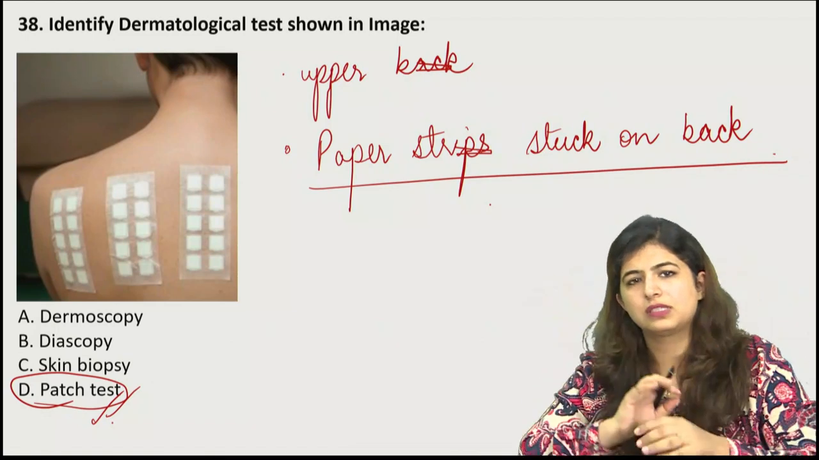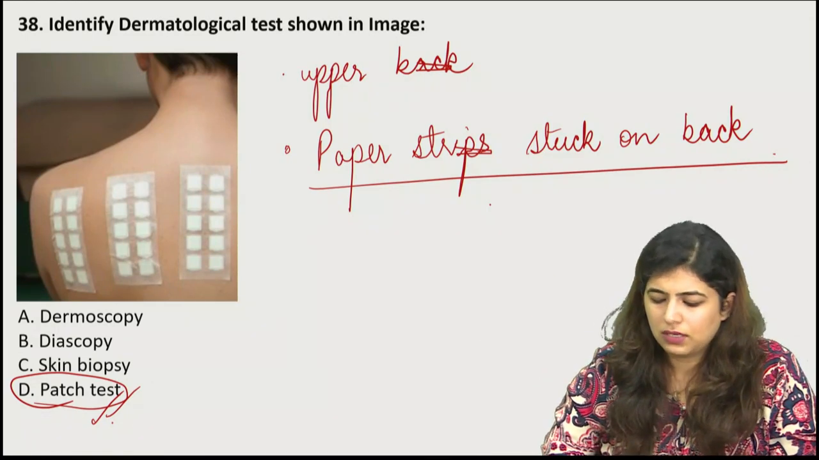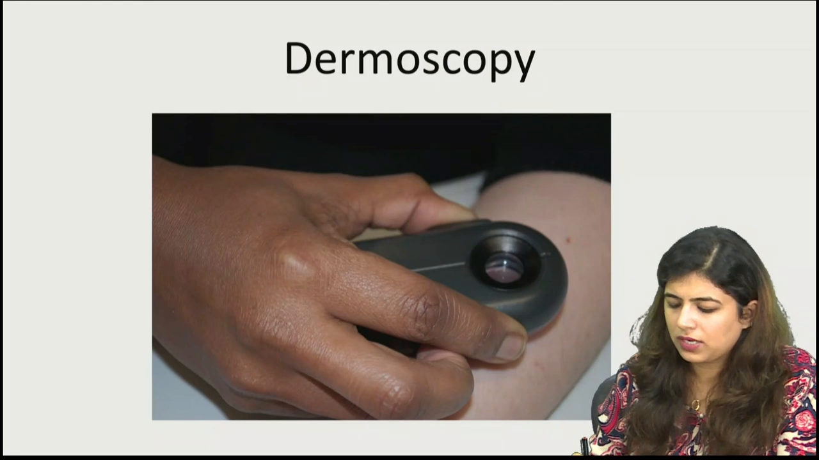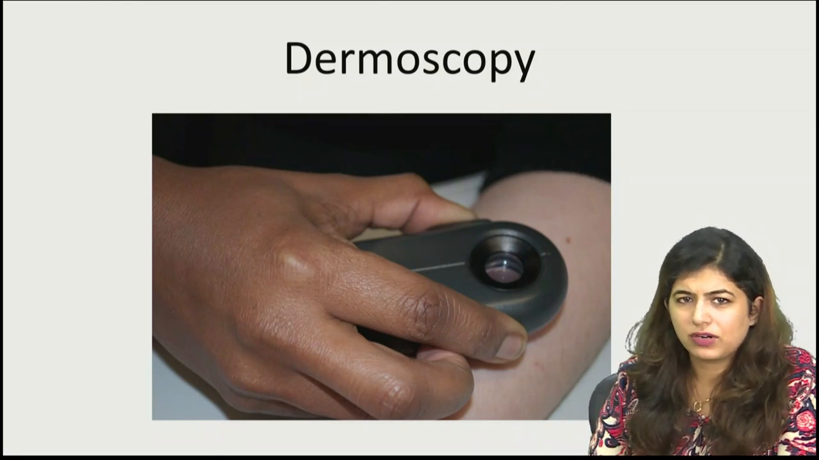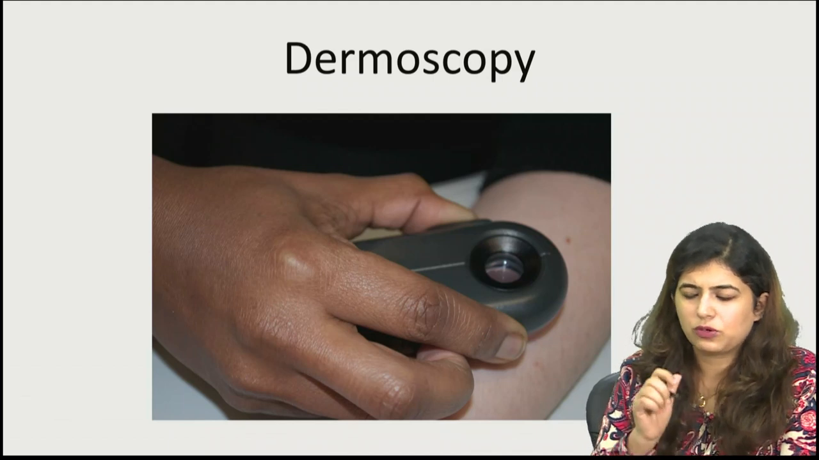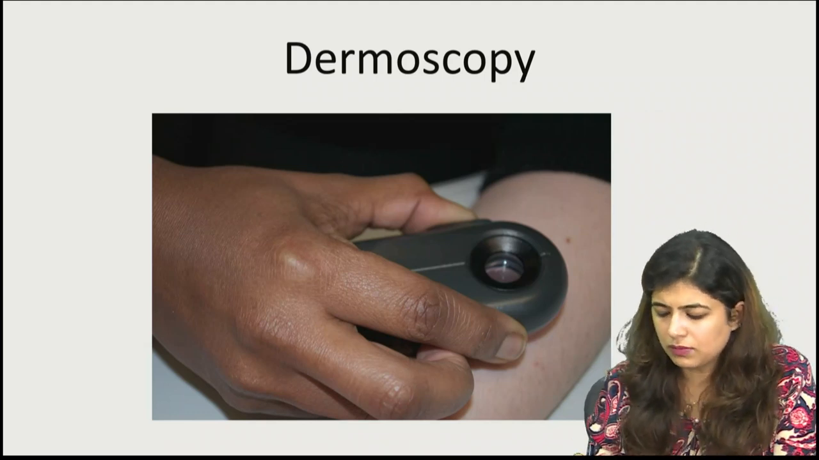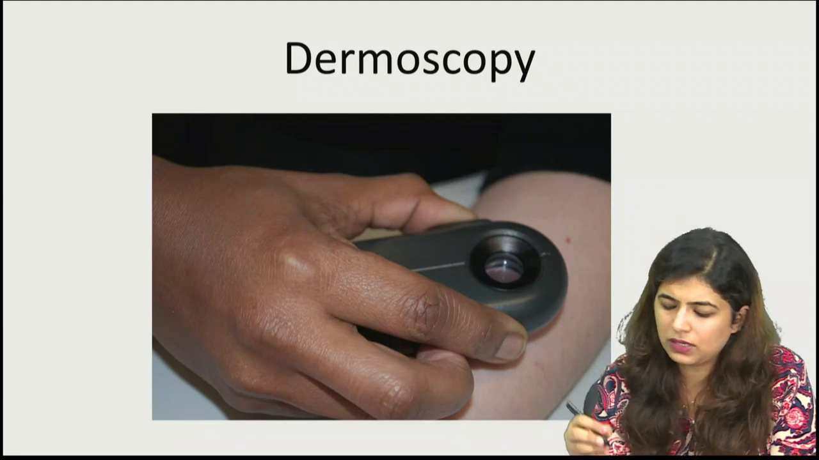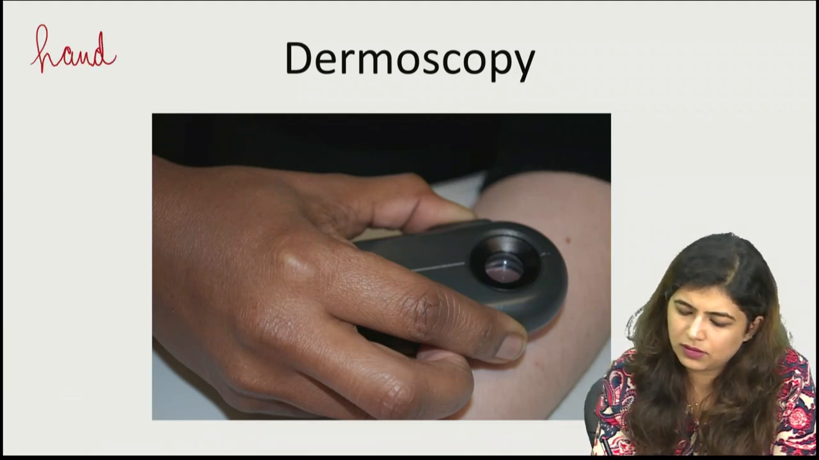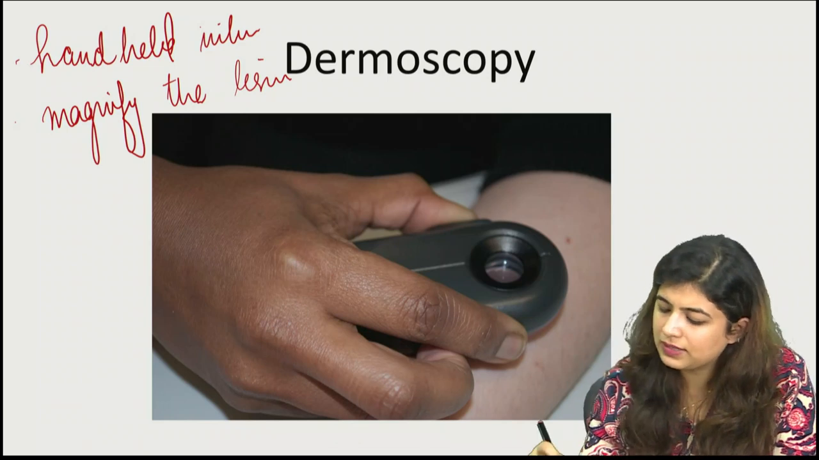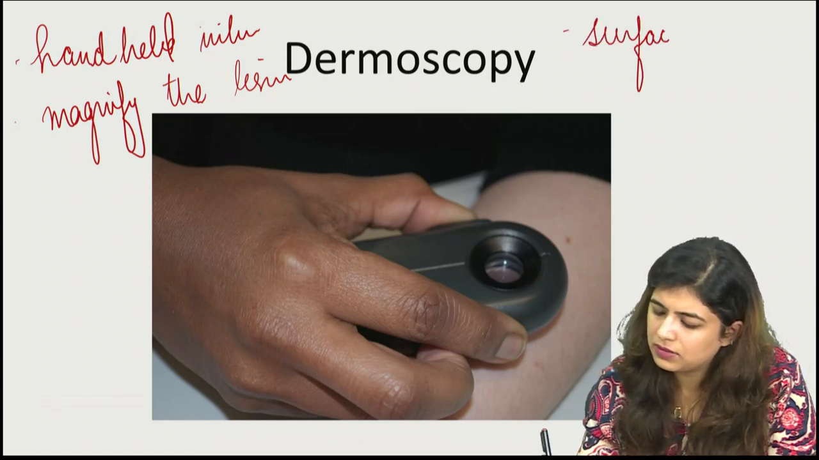So this is something which is stuck on the back of the patient. I have certain images here to show you what it looks like. Dioscopy, we've already covered. There was a question previously. It was a glass slide which is pressed on the skin lesion. So that is dioscopy. Dermoscopy is this. It's a handheld instrument which is used to magnify the lesions. How does it work? It works as a surface microscope.